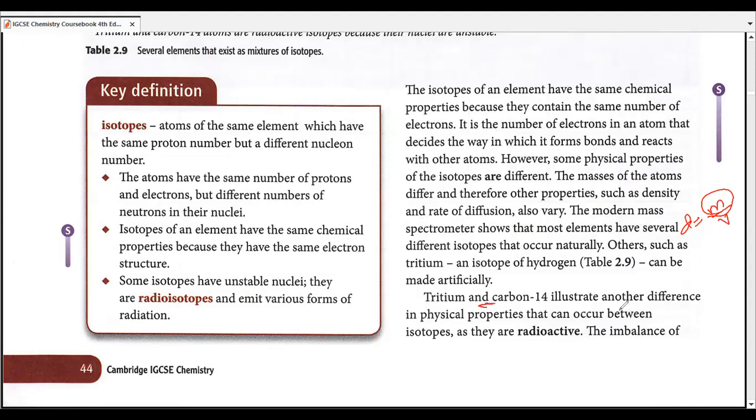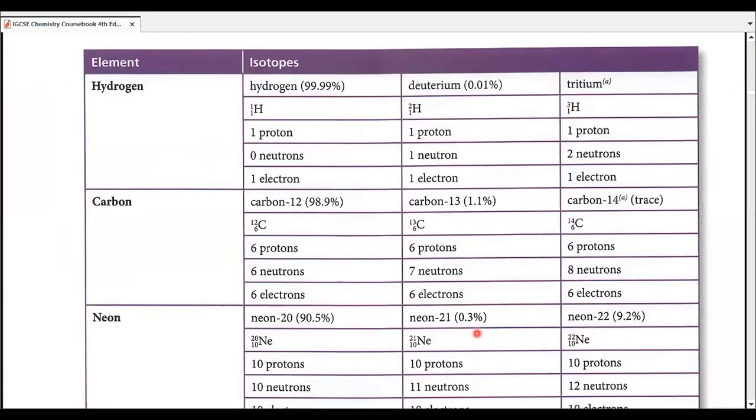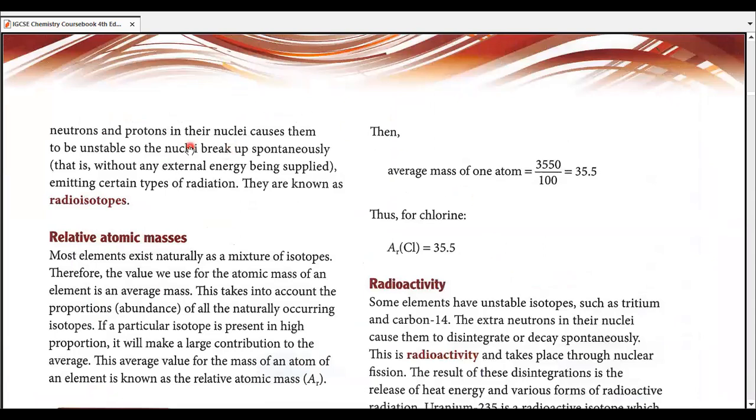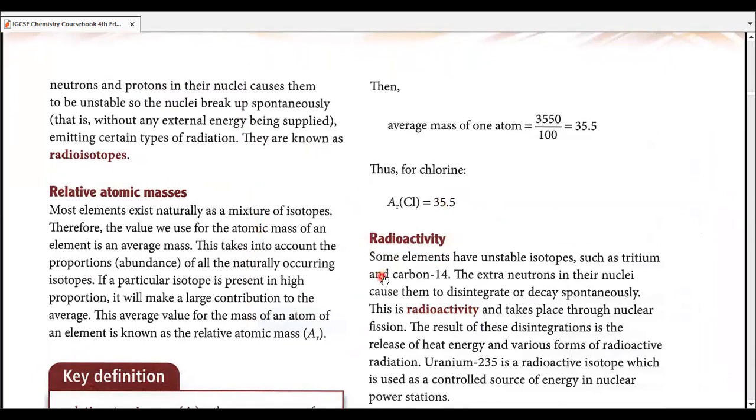Tritium and carbon-14 show less difference between the physical properties. They are radioactive, they emit various forms of radiation, and I'm going to explain that a little later on the next page. What happens is that the neutrons and protons in nuclei cause them to be unstable. The numbers differ too much. Nuclei break up spontaneously without any external energy being supplied. They emit certain types of radiation. We call them radioisotopes, and we're going to discuss them in the topic of radioactivity.